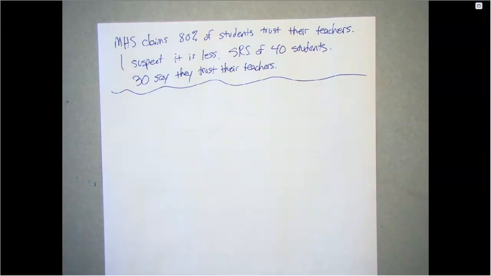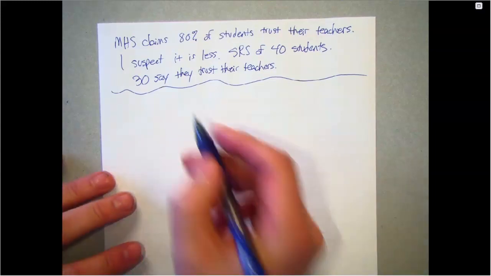So if the school is claiming 80%, I don't know if it's really that high. So I take an SRS and I come out 30 out of 40, which is 75%. If they claimed 80% and my little sample says 75, is that far enough away for you to say, hold up, something's wrong? I think that's probably fine. I'm not going to be able to prove that they're right, but I don't think that's enough for me to call them a liar. But let's go through the math and see what the math says.